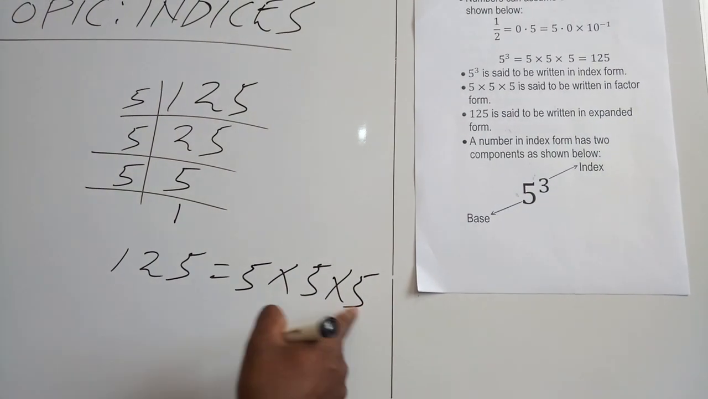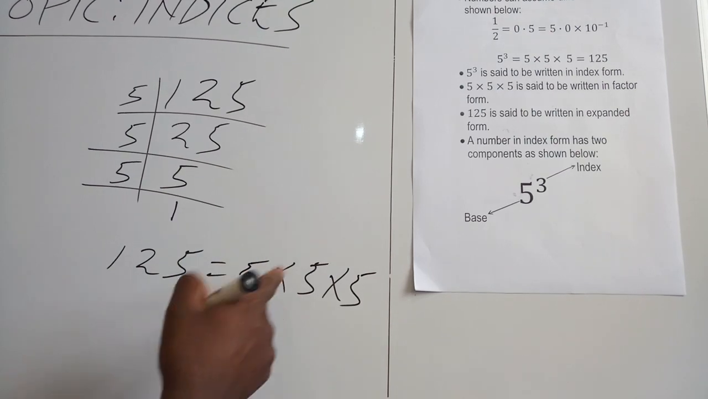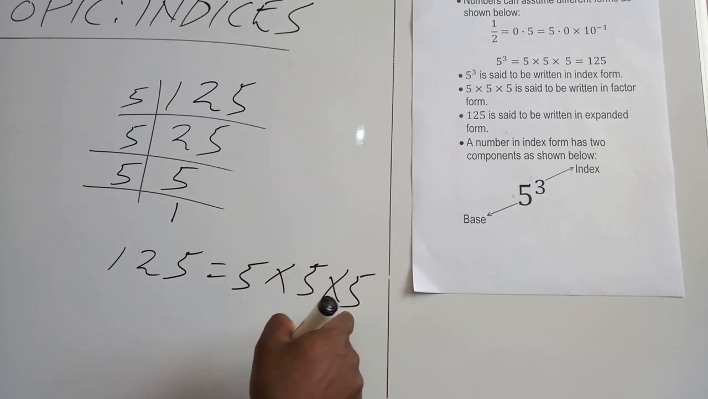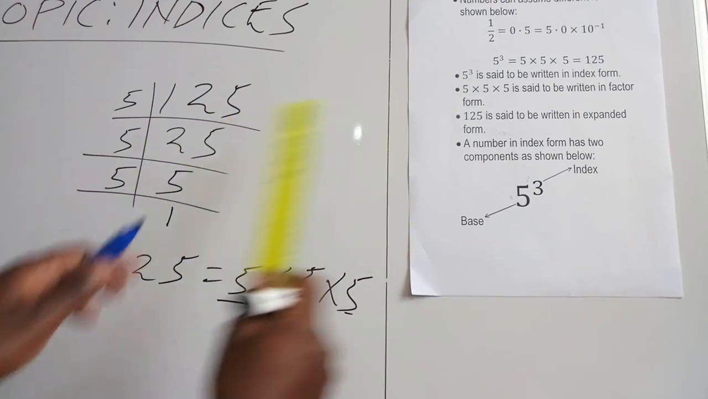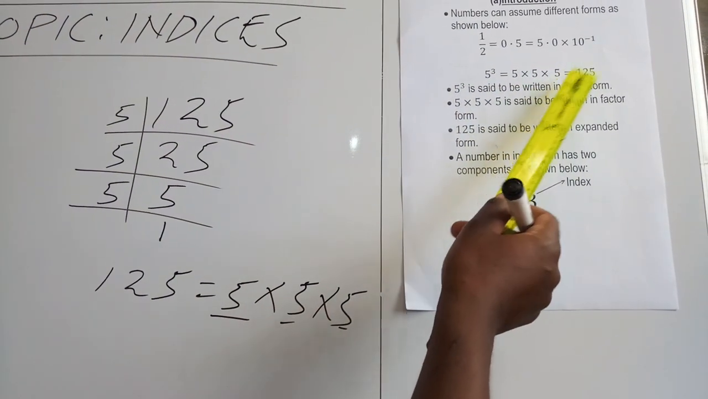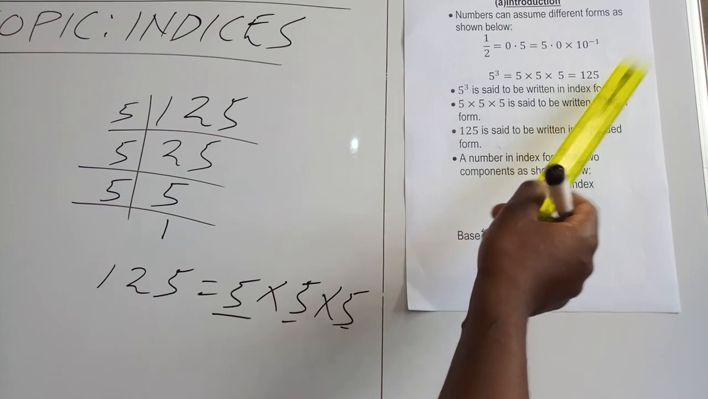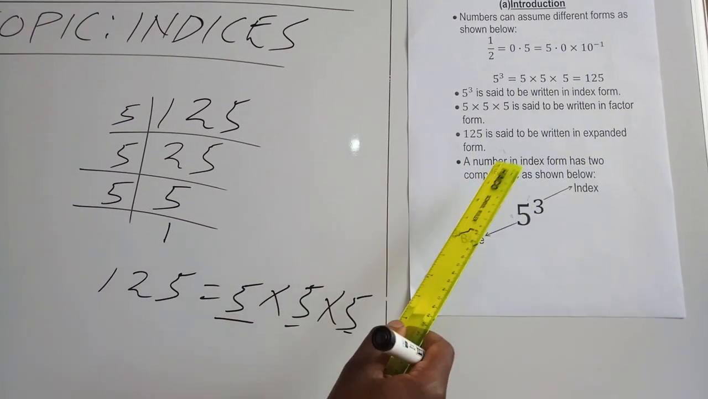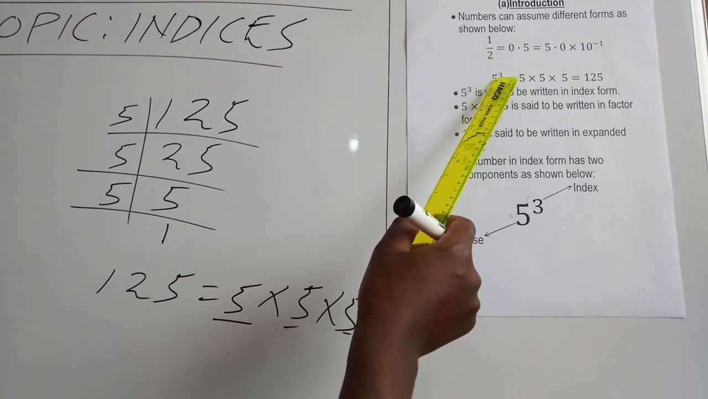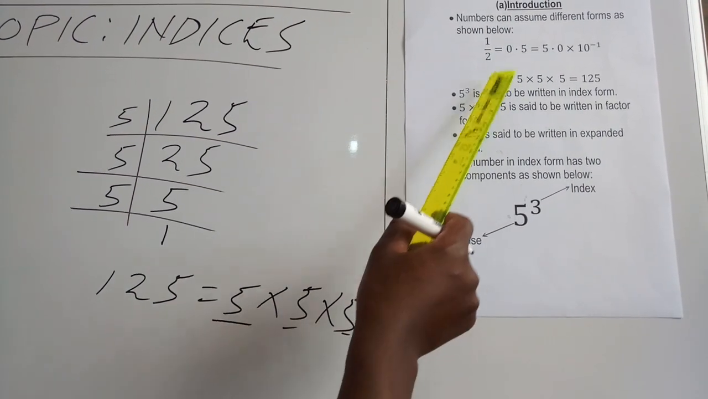So what do you call this? Factor form. Because we have obtained this using what process? Factorization process. So 5 by 5 by 5 is in factor form. 125 is in expanded form. For today, our focus will be on the number in index form, which is 5 power 3.